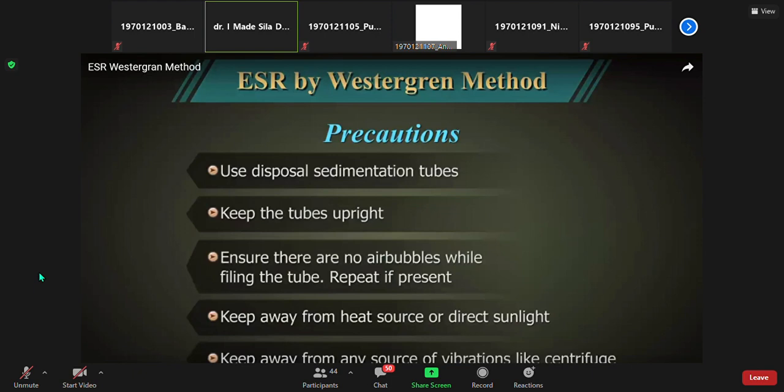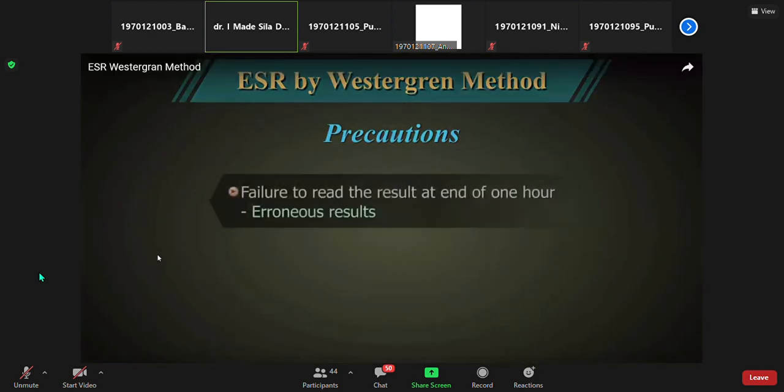Take care that the test is not performed near a heat source or direct sunlight. Do not perform the test adjacent to a centrifuge or any instrument that causes vibration. Failure to read the test at exactly 1 hour will lead to erroneous results.